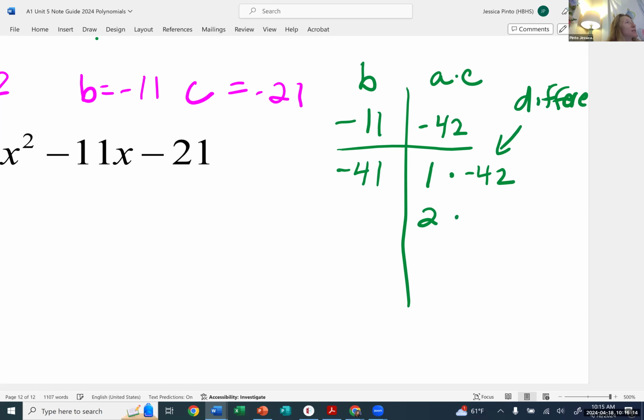2 times what to make negative 42? Negative 21 is correct. When I subtract 2 minus 21, what answer do I get?